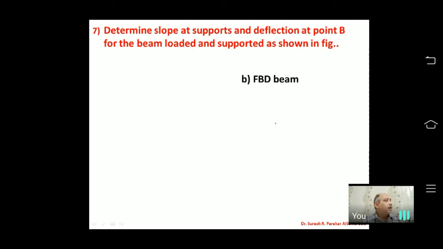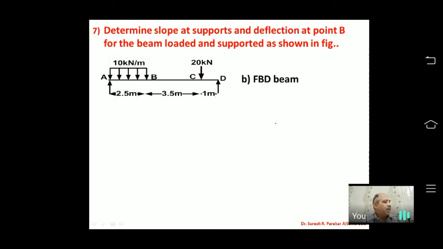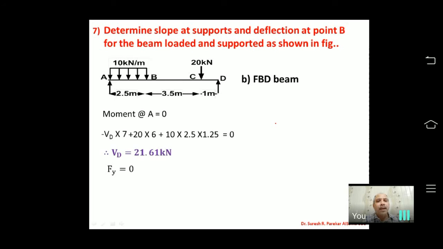First I will go for the FBD, and if I calculate the reactions, we get these reactions. I will not explain the reactions over here. Simply we use moment about A, and by moment about A I get VD as 21.61 kilonewton, and if we go to sum of FY equal to 0, I get VA as 23.39 kilonewton. If you add these two, you have 45, and the total load is 10 into 2.5, that is 25, plus 20, again 45.